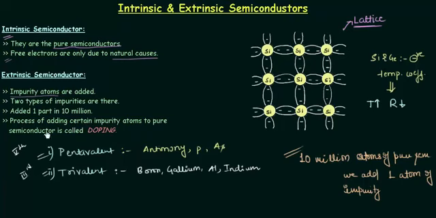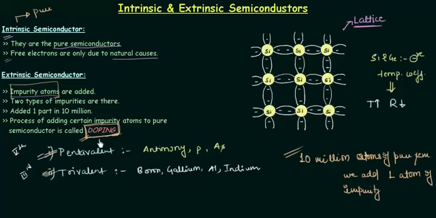The process of adding certain impurity atoms to the pure semiconductor is called doping. This word we are going to use a lot in this course, doping. Doping is the process of adding impurity atoms, whether pentavalent or trivalent, to the intrinsic semiconductor or pure semiconductor. This intrinsic semiconductor is pure semiconductor, and we dope this intrinsic semiconductor with the impurity atoms, and we have our extrinsic semiconductor. So this is the word that we use for the addition of impurity atoms to the pure semiconductor.